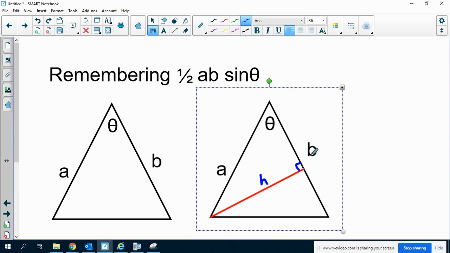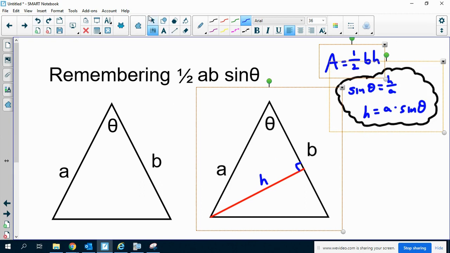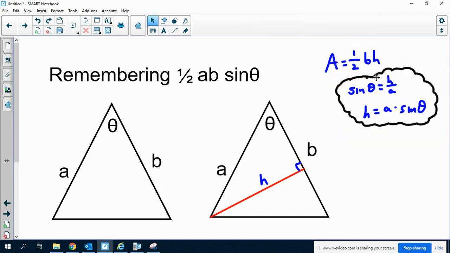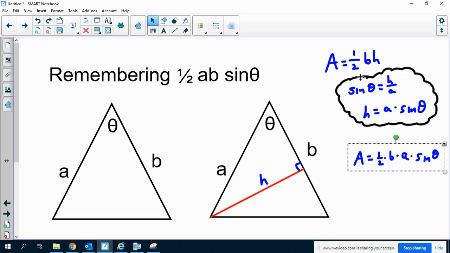an altitude to this side B and I labeled it H for height. And then we know that the area formula would be 1/2 times base times height. We know that that's true. So I know that the sine of theta is equal to h over a because this is a right triangle. So what I can do is replace h with a times sine theta.